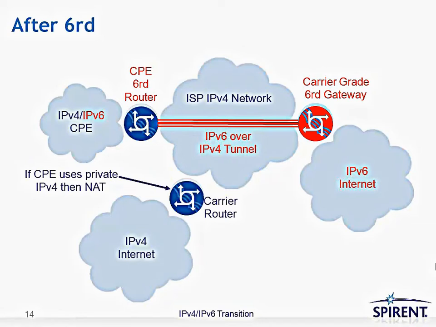After 6RD, the CPE router is actually upgraded through software to be a 6RD router and can encapsulate IPv6 packets from the CPE in IPv4 over an IPv4 tunnel to a provider carrier grade 6RD gateway, which itself would have a native connection to the IPv6 internet. IPv4 native packets would still traverse through the carrier router that connected the ISP's IPv4 network to the IPv4 internet. But now, from the customer CPE, we have IPv6 connectivity to the IPv6 internet.